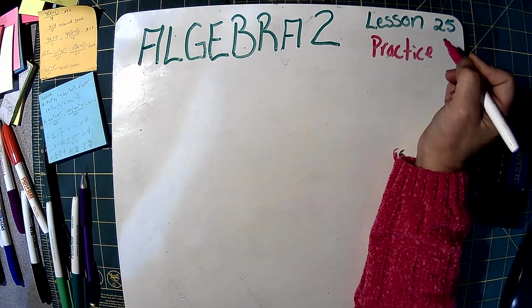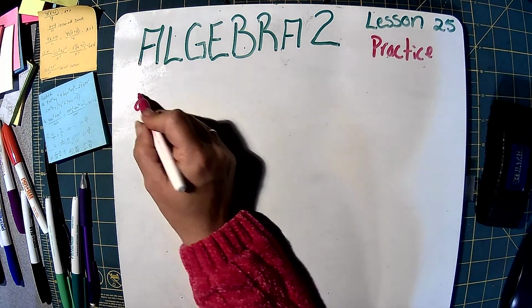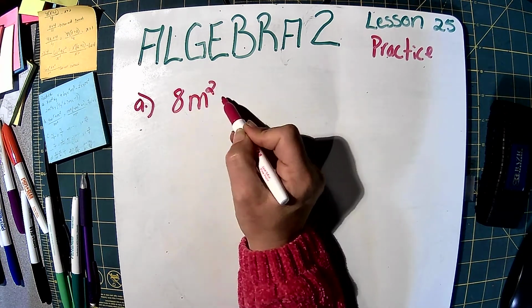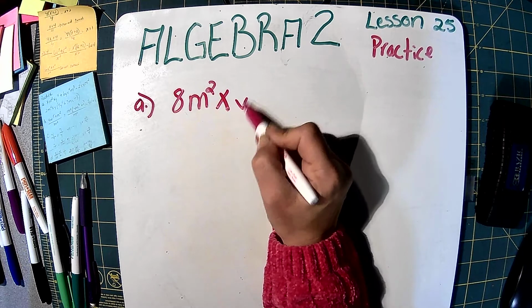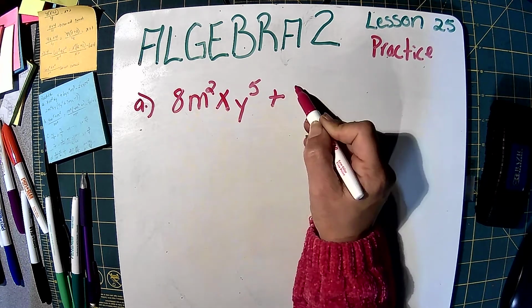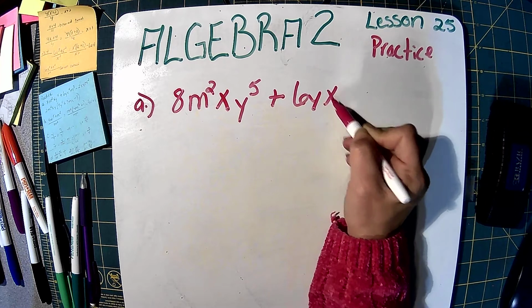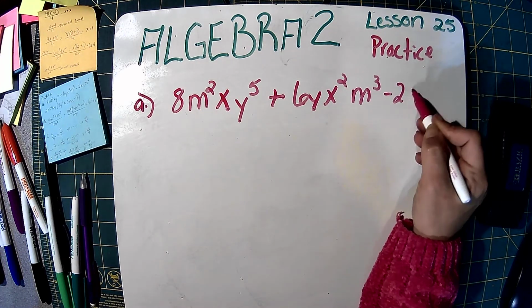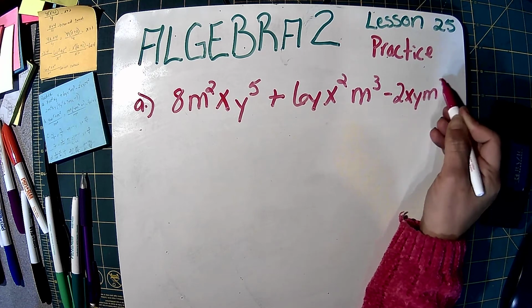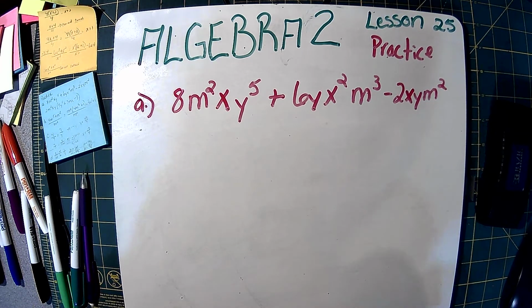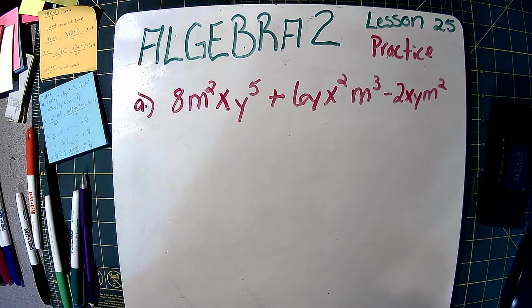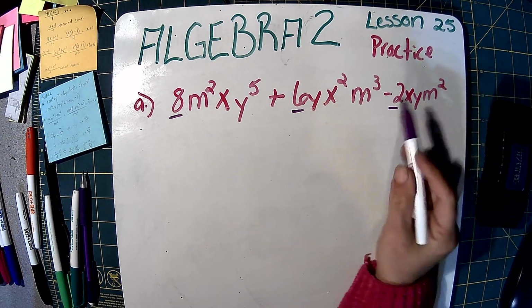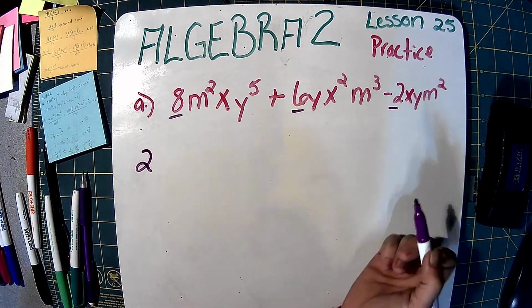Alright, we're going to start with practice A. It's a big long one. It's got 8m squared x y to the 5th plus 6y x squared m to the 3rd minus 2xy m squared. Phew, that's a long one. Alright, so I'm going to figure out what factors I have here. And 2 will go into all those. So I'm going to start with a 2.